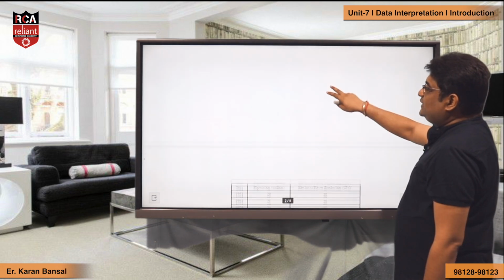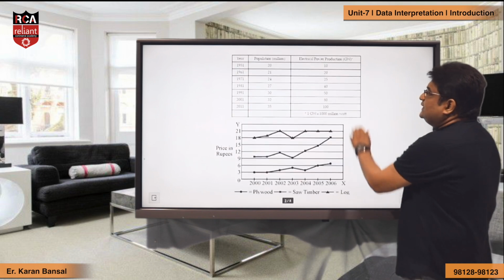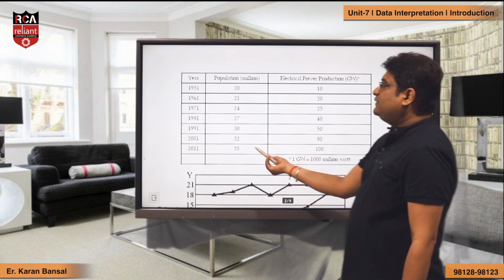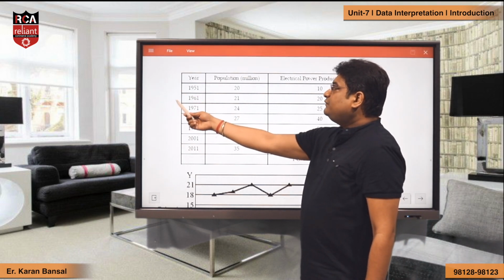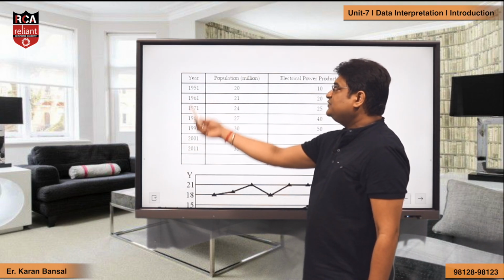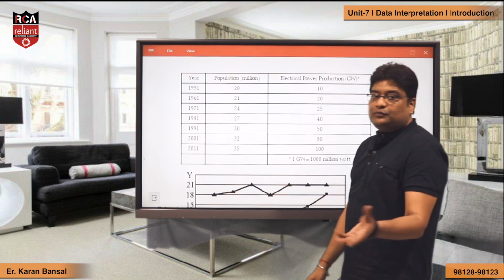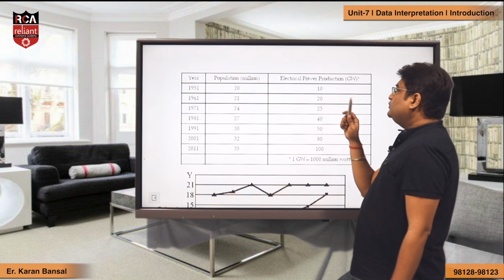Then the next one is where the data has been represented in a table. You can see we have different columns and different rows. 51, 61 represent different years, and for different years we have different data. Population is given in millions, and electric power generation is given in gigawatts.